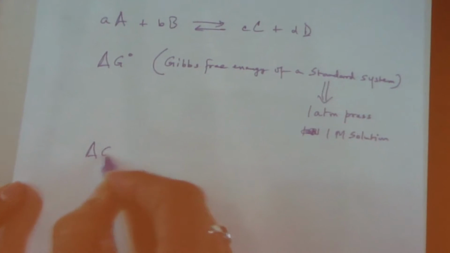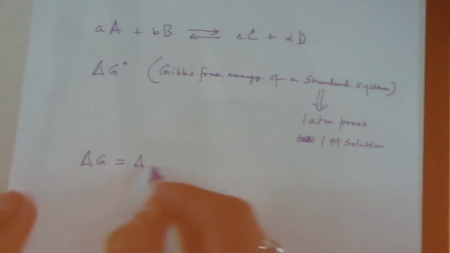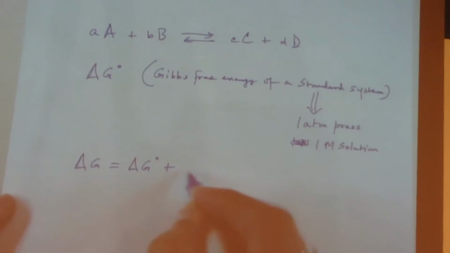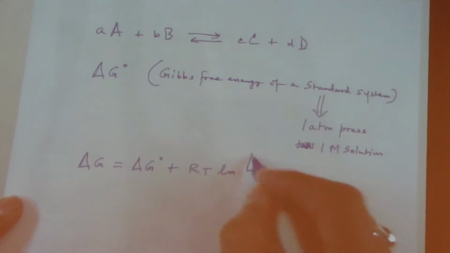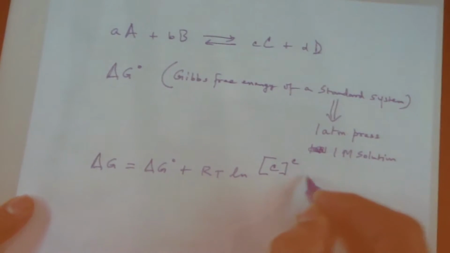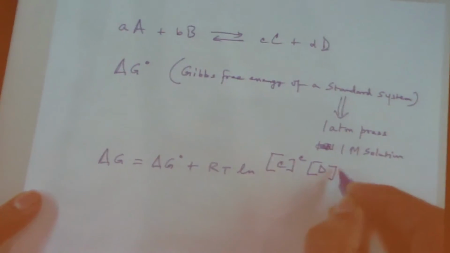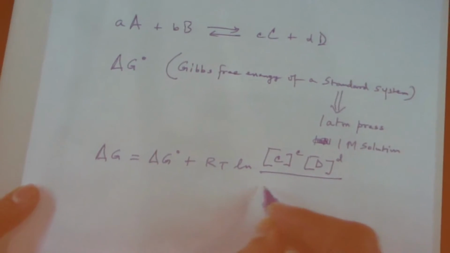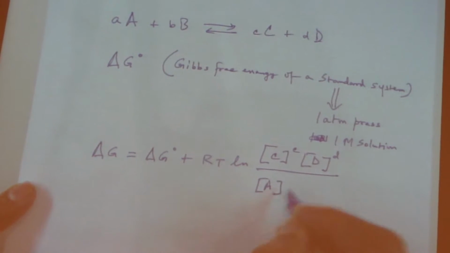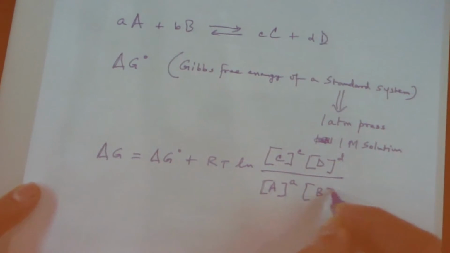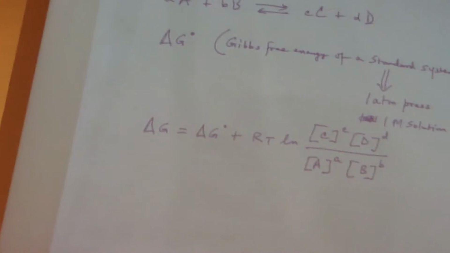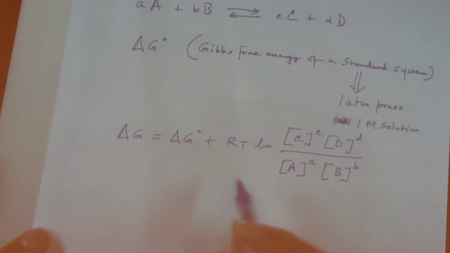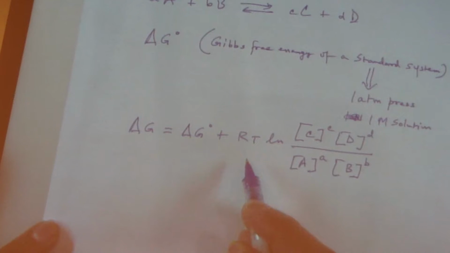And the relationship of delta G0 with delta G is in the following way: delta G equals delta G0 plus RT ln the products divided by the reactants. So this is the expression that we can define. R is the gas constant and T is the temperature in Kelvin.